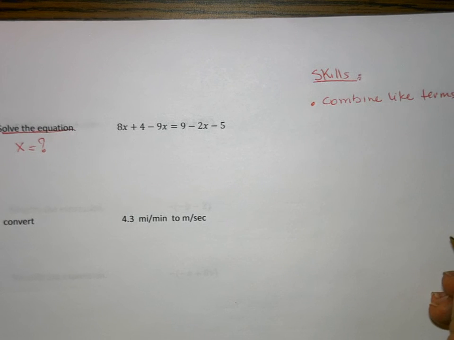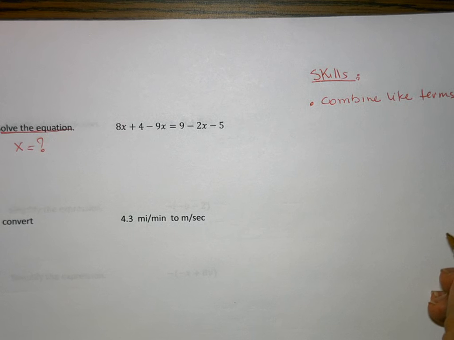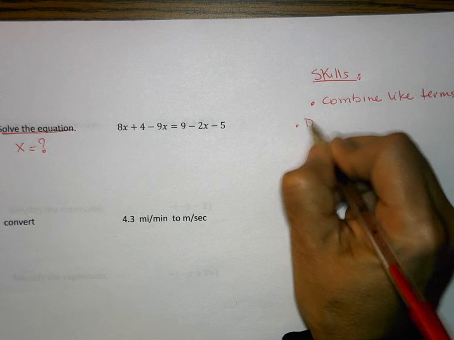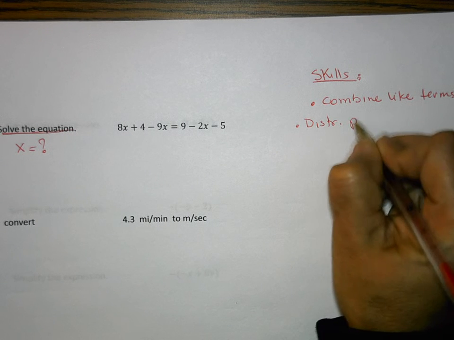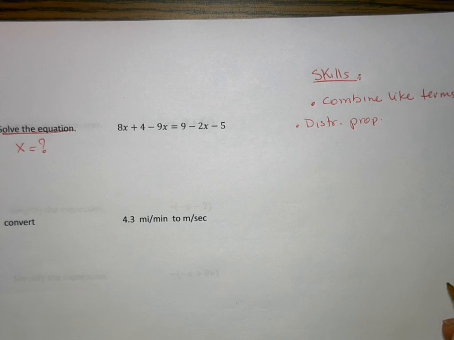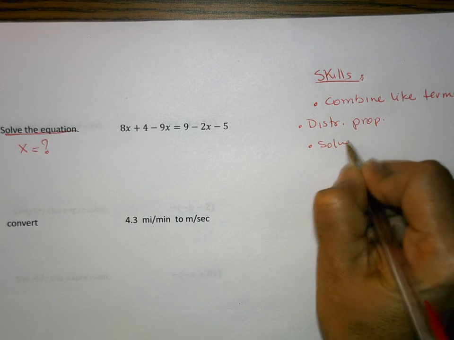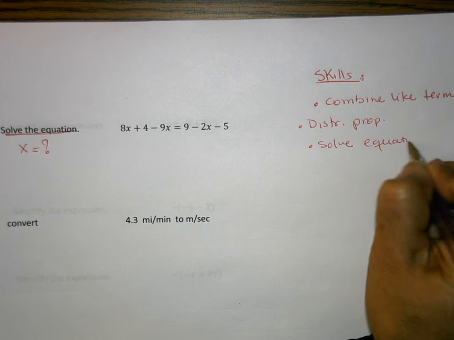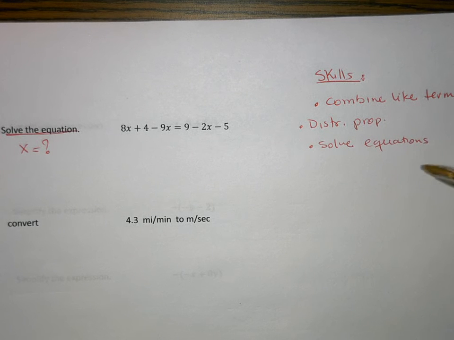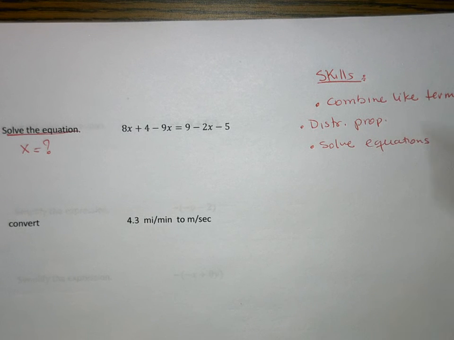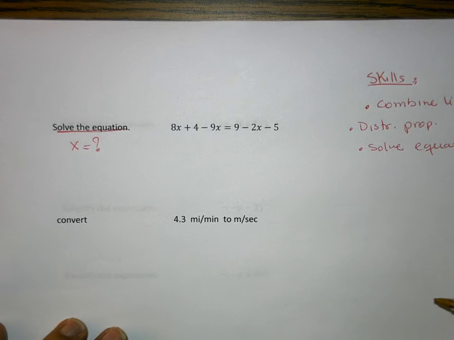Oops, I'm out of paper right there. We first combine like terms. And then we learn the distributive property. Okay, that's another thing we learned. And then we learned to solve equations. So all these skills are going to be used here in this test. That's what we taught you in Unit 1. That's what we're going to be testing you.